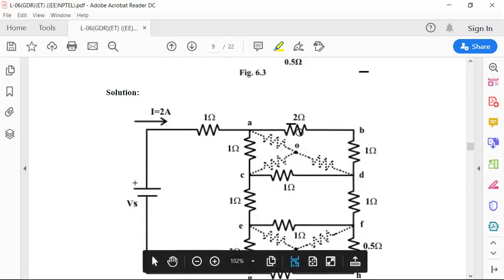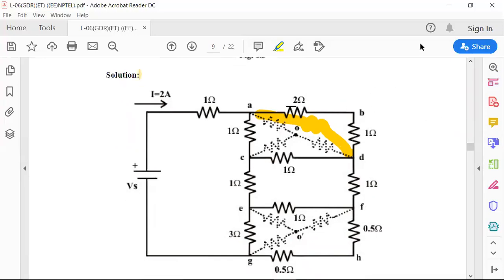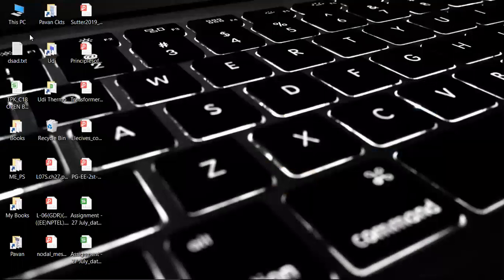So this is 2 plus 1, 3. Here there is a 3 ohms. Instead of writing 3 ohms, it means 3, 1 and 1. These three look like parallel, right? For better understanding, let me open a new slide, then you will be able to understand what I am trying to say.